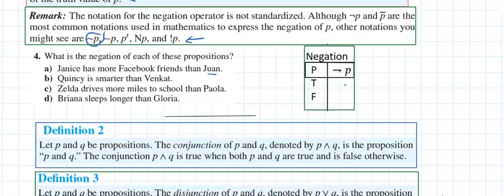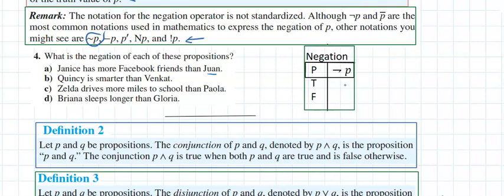C, Zelda drives more miles to school than Paula. The negation of that would be Zelda does not drive more miles to school than Paula. And the last one, Brianna sleeps longer than Gloria, and obviously the negation of that, Brianna does not sleep longer than Gloria.